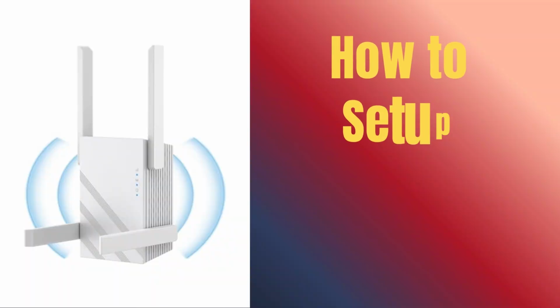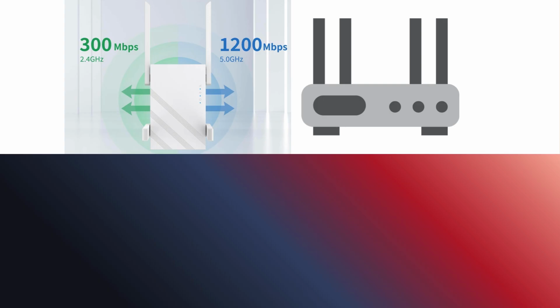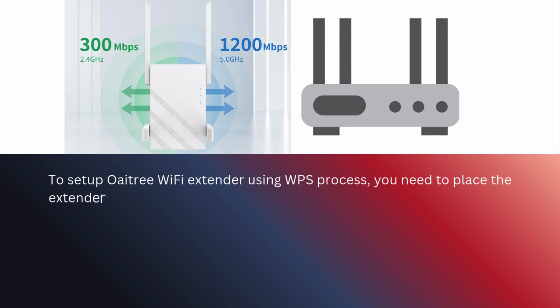In this video, you will get the steps to set up your Oaitree Wi-Fi extender. Let's start the process. To set up Oaitree Wi-Fi extender using WPS process, you need to place the extender near to your router. Power on both devices.